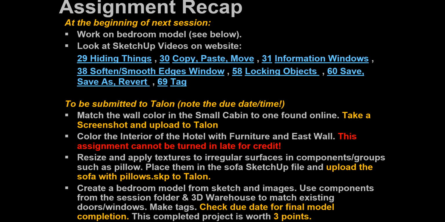Also, irregular surfaces, curved surfaces, how do you apply textures using the paint bucket tool? So you're going to put them on the pillow, but then the pillows go on the sofa, and the sofa is what's getting uploaded with the pillows on it. So I don't need to have all the different parts. I just need the sofa with the pillows ready to go. And don't forget to look at those SketchUp videos. Those are very good.